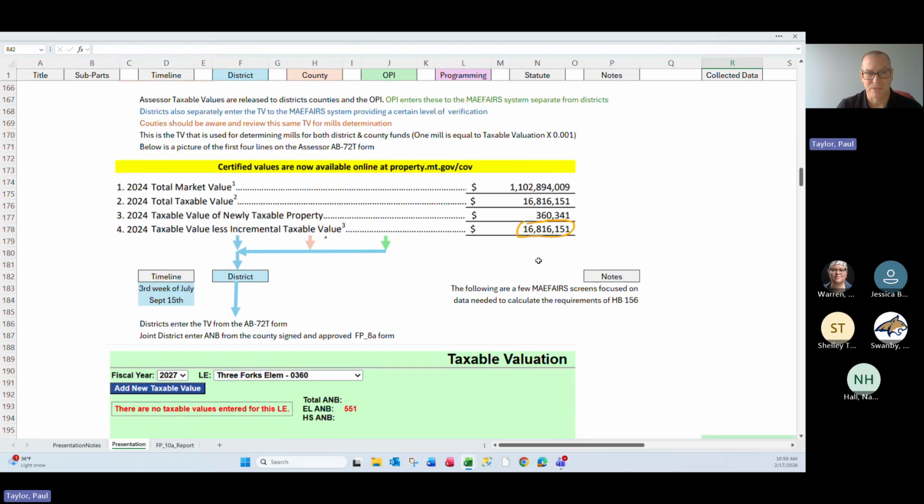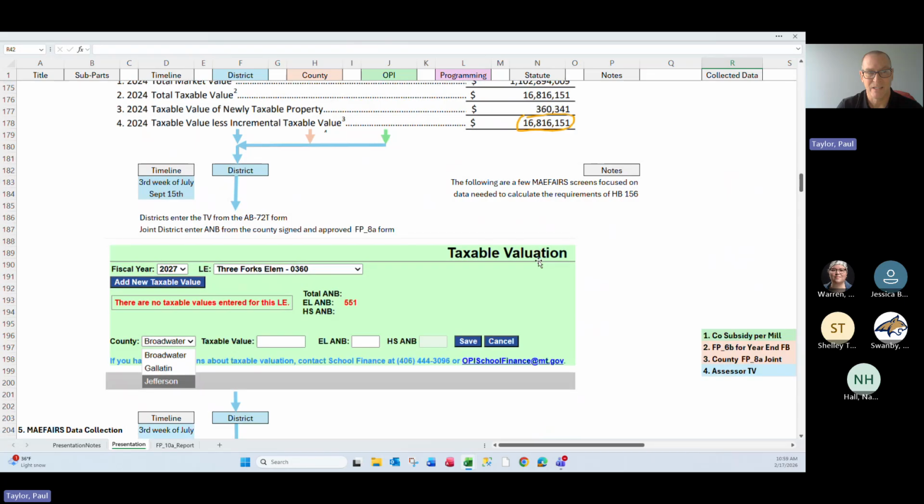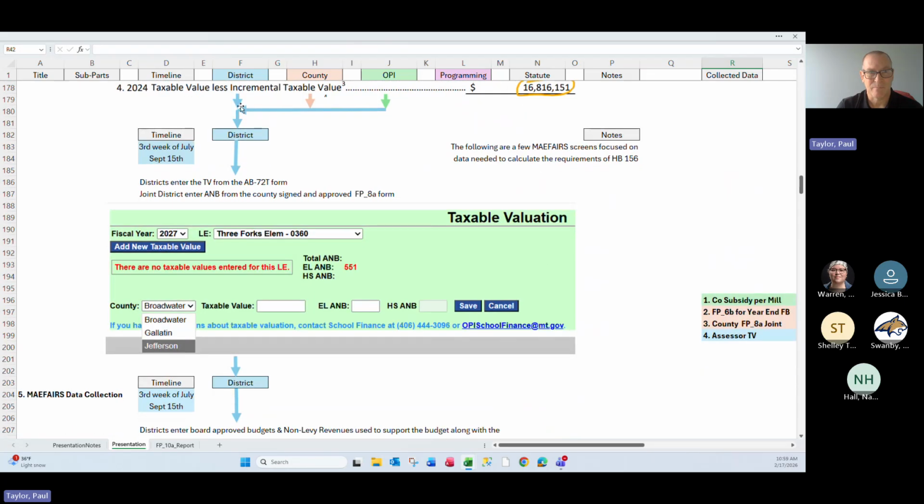And let's just talk a second or two more about it. This information is confirmed by all 3 parties, hopefully. This down here is a screenshot of where in Mayfair a district clerk or business manager enters the taxable value.